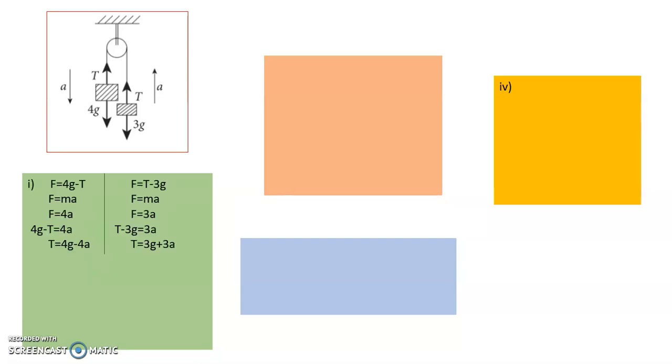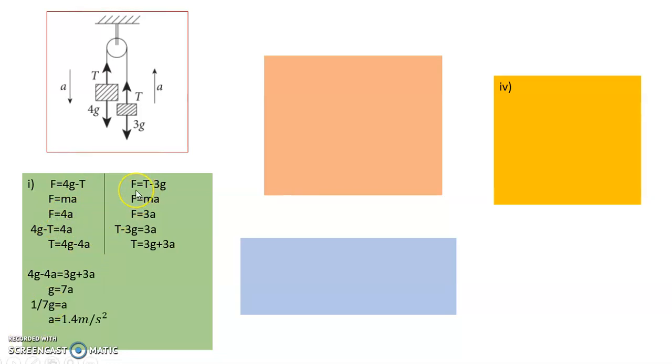So from that, if I look at the forces on the left hand side here, you can see that F is equal to 4g minus T. We also know that F is equal to mass times acceleration, and the mass is 4, so F is equal to 4a. So I have two different ways of describing the force. I can say that F is equal to 4g minus T, and F is equal to 4a. So I can now put those equal to each other.